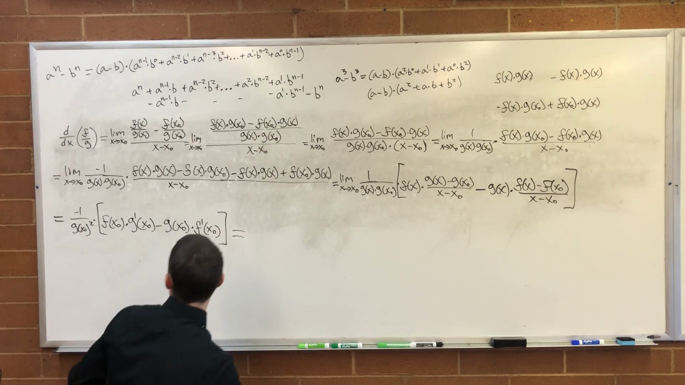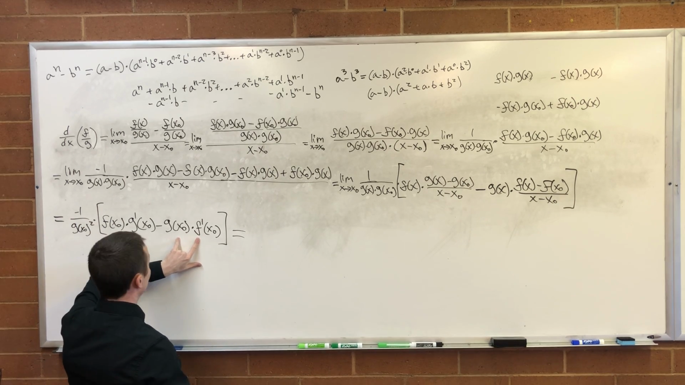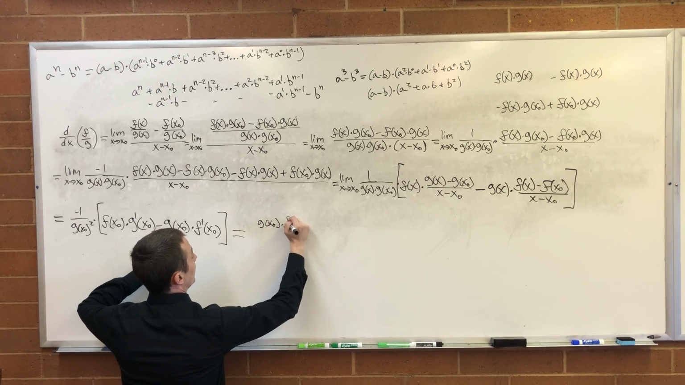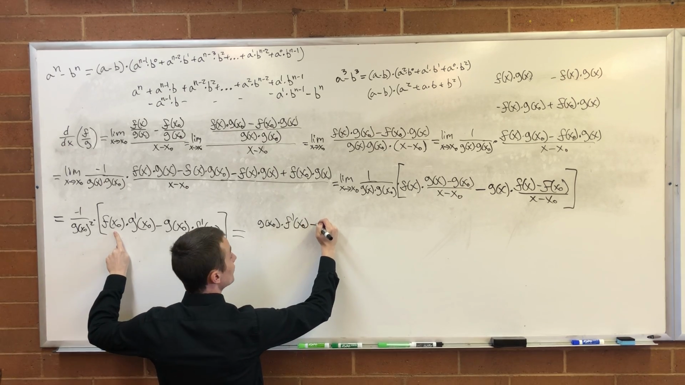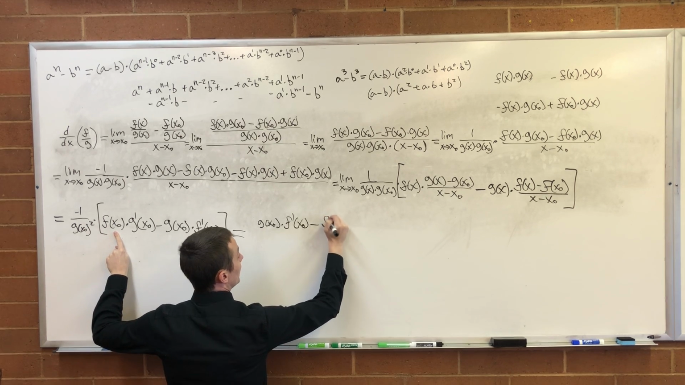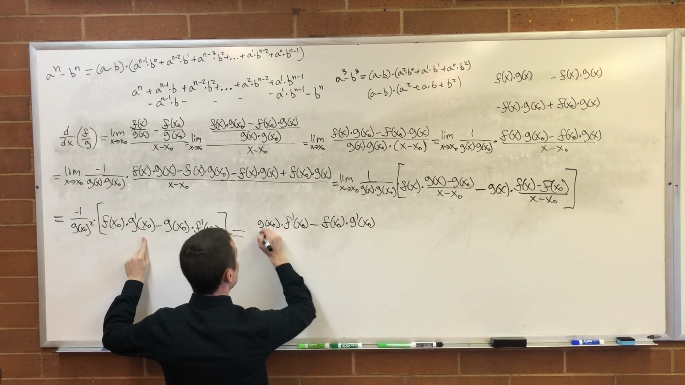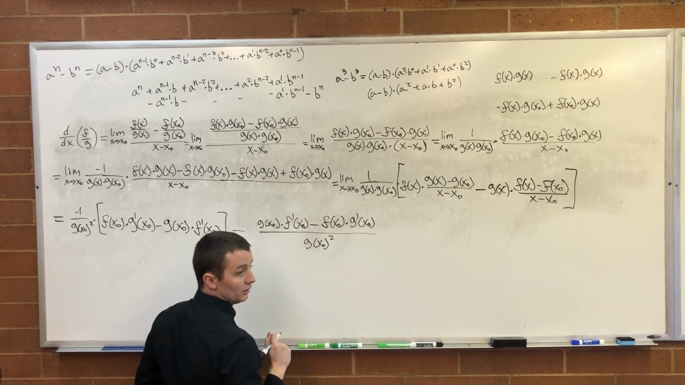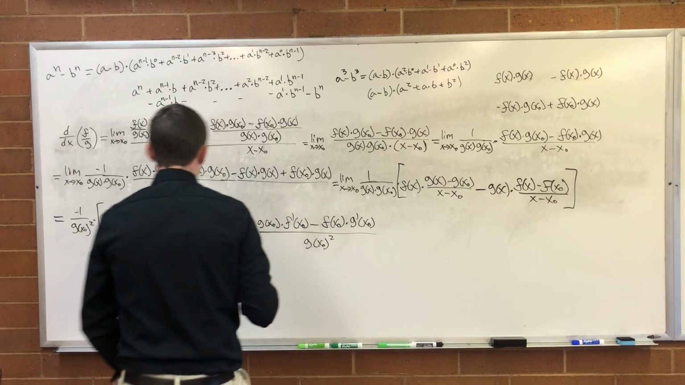Now, putting this all together, distribute that negative back in. That's going to make this one negative and this one positive. So I'm going to write the positive one first. So we got g of x naught times f prime of x naught minus f of x naught times g prime of x naught all over g of x naught squared. Good? Okay, so that's our derivative.